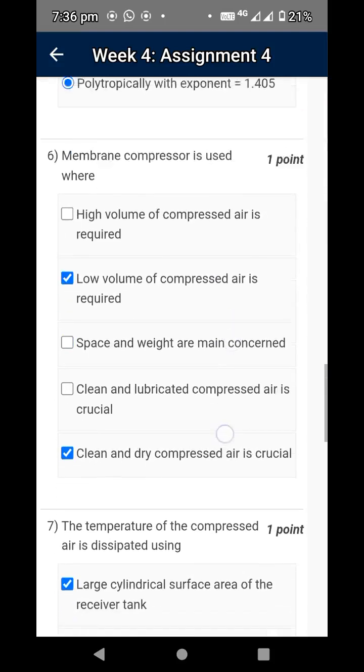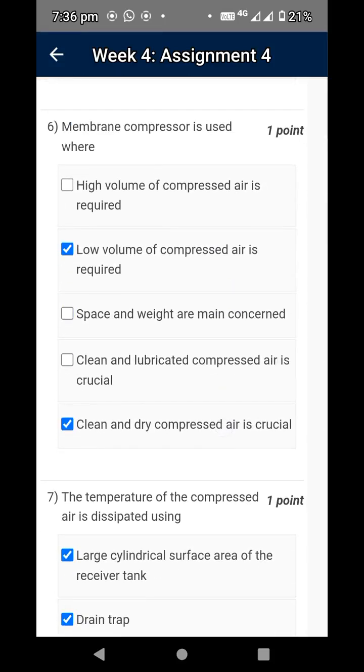Now question number 6. Where is a membrane compressor used? In the case of a membrane compressor, it is used for low volume options. So I chose option number 2. And then dry compressed air is used, so option number 5 is also correct. So I put a tick mark on options 2 and 5 as the right answers.